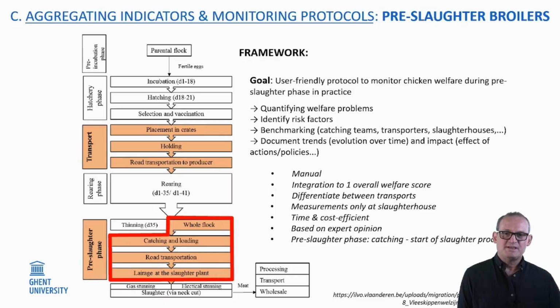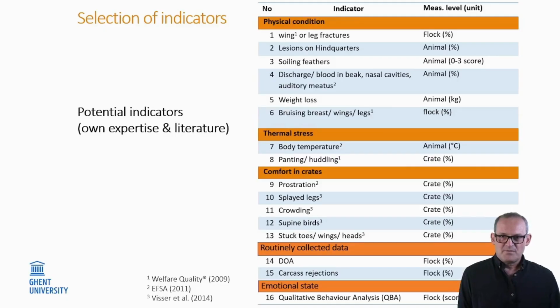And then the pre-slaughter stage was defined as starting with the preparations for catching, including the catching and the loading, the road transport, up to the lairage at the slaughter plant before slaughter. So this was defined as the pre-slaughter stage.